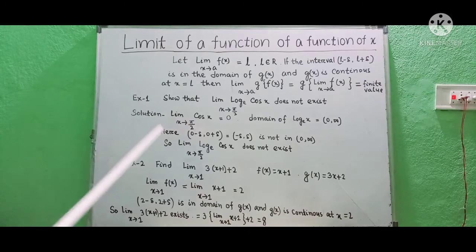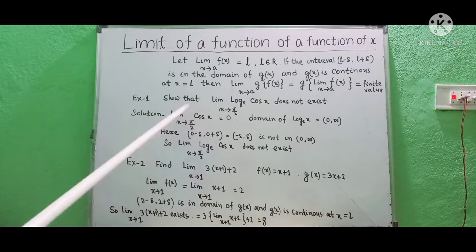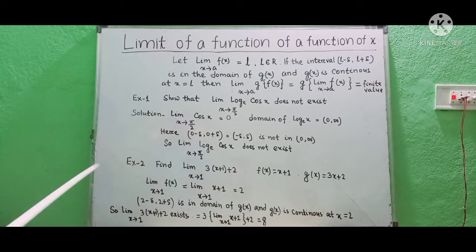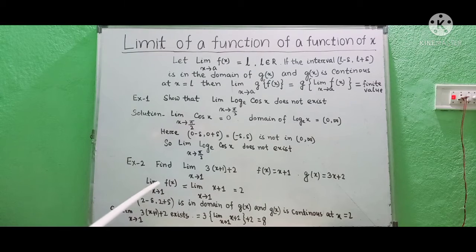Come to example 2. Find the value of the limit of 3 into (x plus 1) plus 2 as x tends to 1. Here f of x is equal to x plus 1, and g of x is equal to 3x plus 2. The limit of f of x as x tends to 1 is equal to 2.